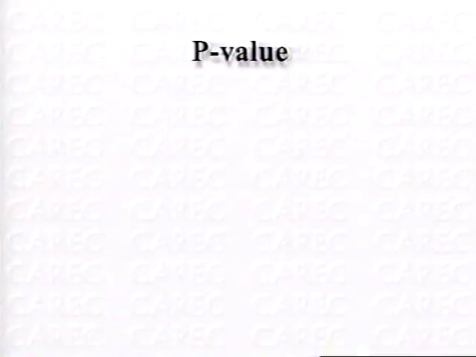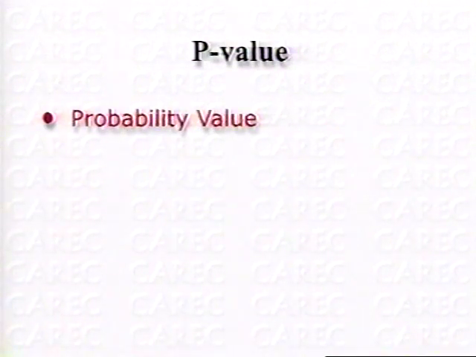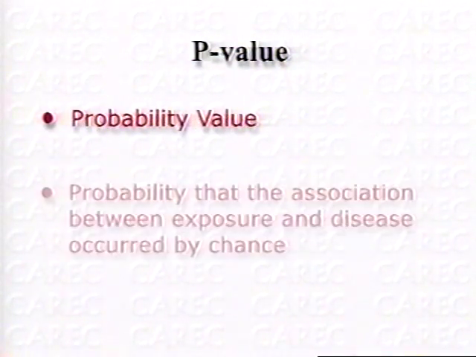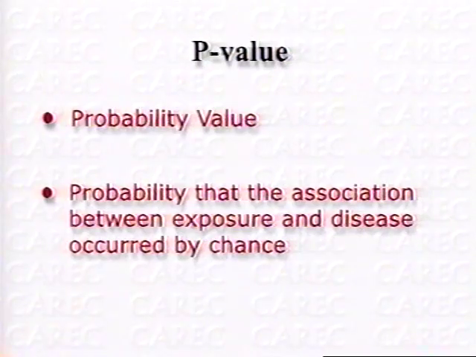So, whenever we find associations in our studies, we must conduct significance tests to see if these associations are real or due to chance. You may have heard about p-values in connection with significance tests. A p-value is a probability value. It is the probability that an association between an exposure and disease occurred by chance. In other words, it's not real.